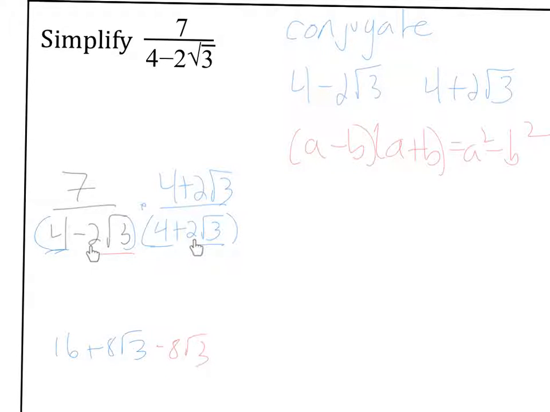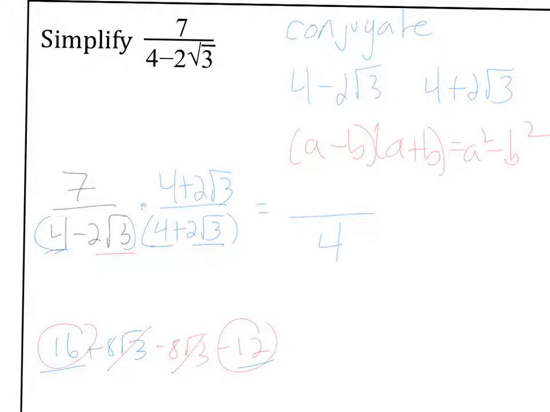And then negative 2 root 3 times positive 2 root 3. Multiply these together to get 4. Multiply these together to get 3. So I get negative 4 times 3, which is 12. And then these cancel out, and I'm left with 16 minus 12. So the denominator here becomes 16 minus 12, which is 4.